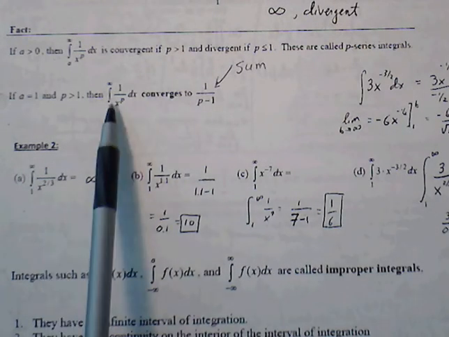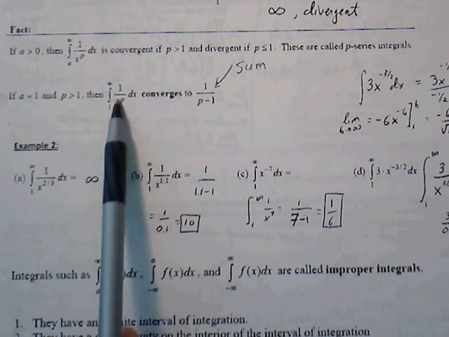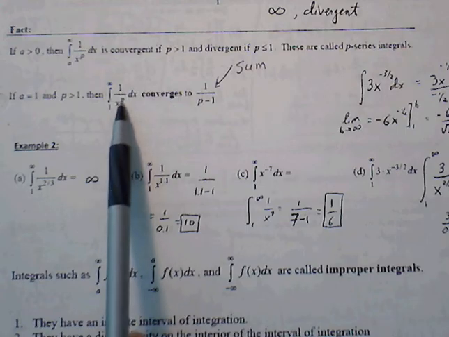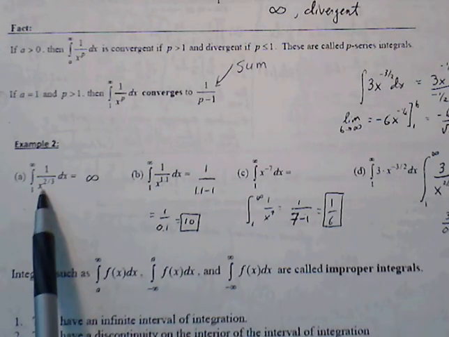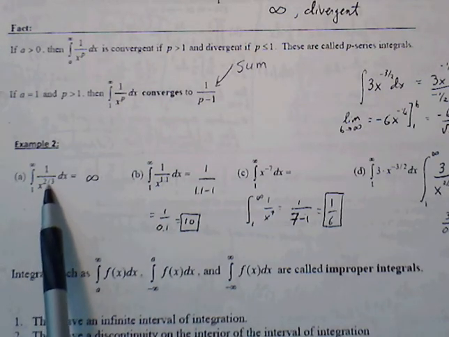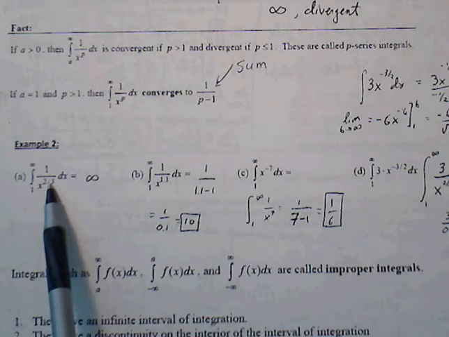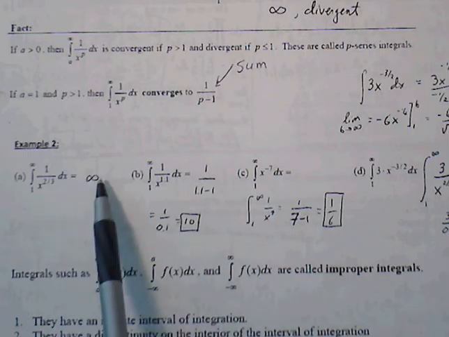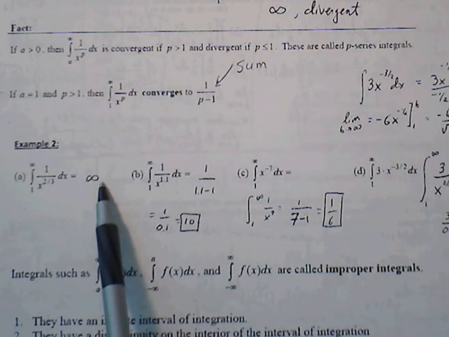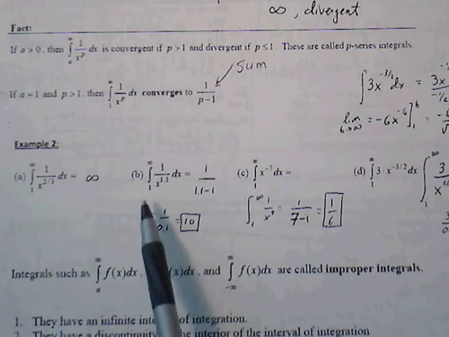So if we see this form, then we just have to look at that p-value. If that p-value is greater than 1, then we know that the series will converge. So 1 over x to the 2/3, we see that this is in the form of a p-series. 2/3 is less than 1, so the graph of 1 over x to the 2/3 is not going to close in fast enough on the x-axis, so the sum will be infinity if we're going from 1 to infinity.